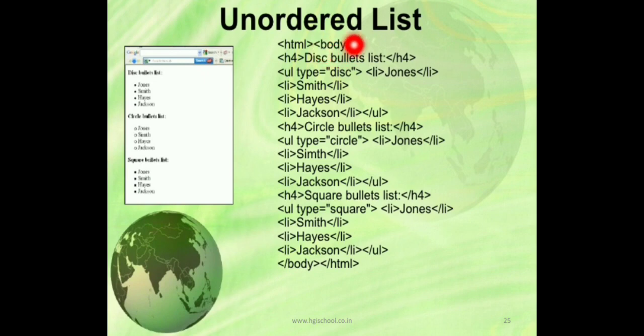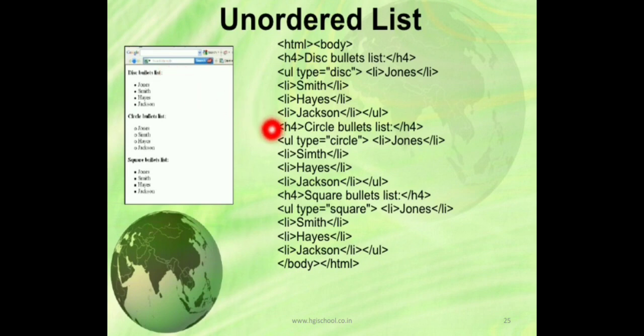So an example of an unordered list: this is HTML, body, then an H4 heading, and then UL type disk. There will be a list with list items. How many list items are there? Four: an LI opening tag, another LI opening tag, and so on. You can see John, Smith, Hayes, and Jackson. This is the H4 heading, which you can see at the beginning.